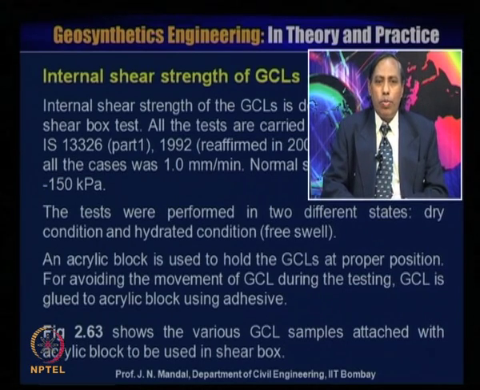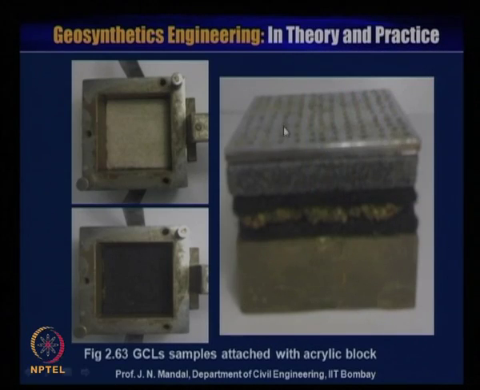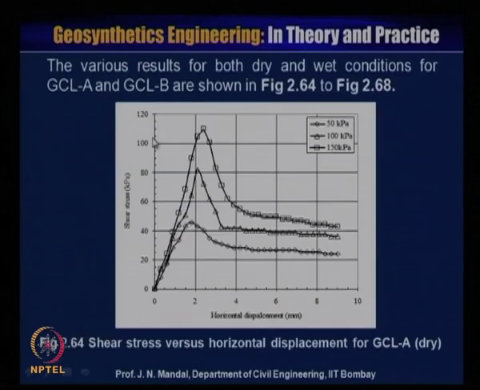An acrylic block is used to hold the GCLs in proper position. To avoid movement of the GCL during testing, the GCL is glued to the acrylic block using adhesive. You can see that in the figure. This is the geosynthetic clay liner sample attached with the acrylic block, and this is the direct shear test machine. Here we perform the shear test versus the horizontal displacement.